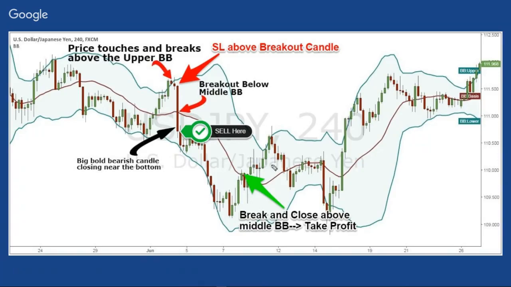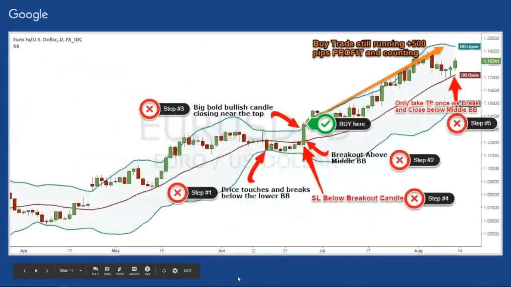And of course, as I mentioned, this is an example of a sell trade. This is an example of a buy trade. Look for price touching the Bollinger Band. You can see the band's really narrow right here. Price touching the bottom Bollinger Band. Then a big wide candle pushing through the center band.